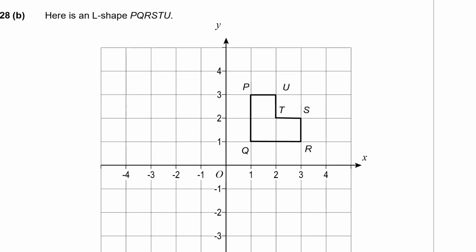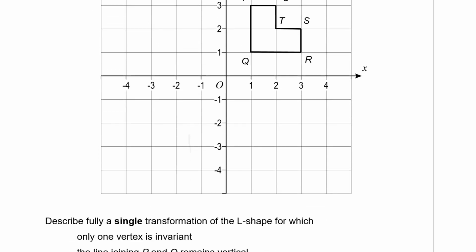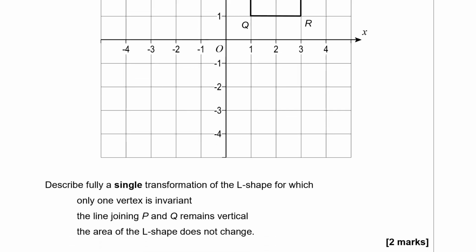Okay, part B, here is an L shape, PQRSTU. There it is. Describe fully a single transformation of the L shape for which only one vertex is invariant. The line joining P and Q remains vertical, and the area of the L shape does not change. Okay, well, if the area doesn't change, that rules out enlargement, but it could be a rotation, a reflection, or a translation. The line joining PQ remains vertical.